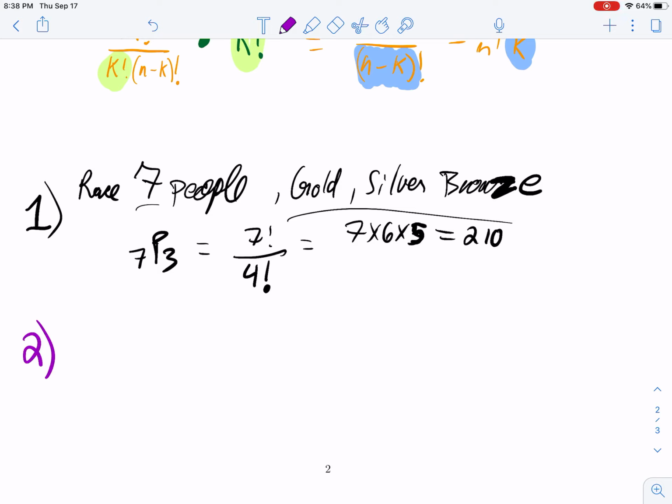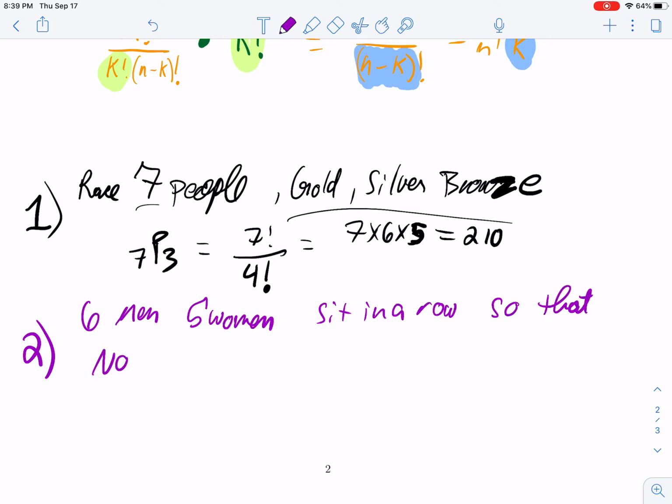Let's assume I have 6 men and 5 women, and I want to sit them in a row, so that no 2 women sit next to each other. Right, so that no 2 women sit next to each other.